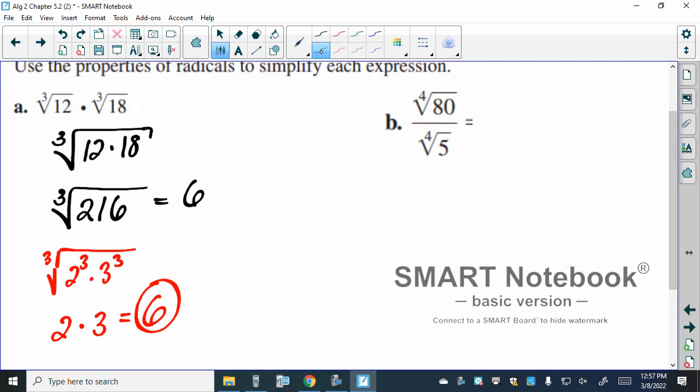All right, guys. Let's look at the next one. All right, guys, let's focus in. So the next one we have is the 4th root of 80 over the 4th root of 5.